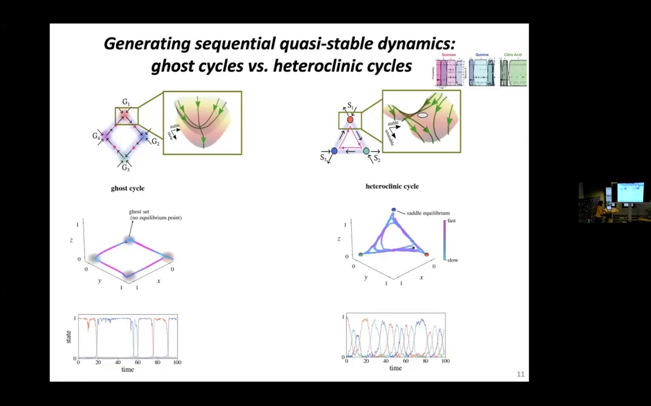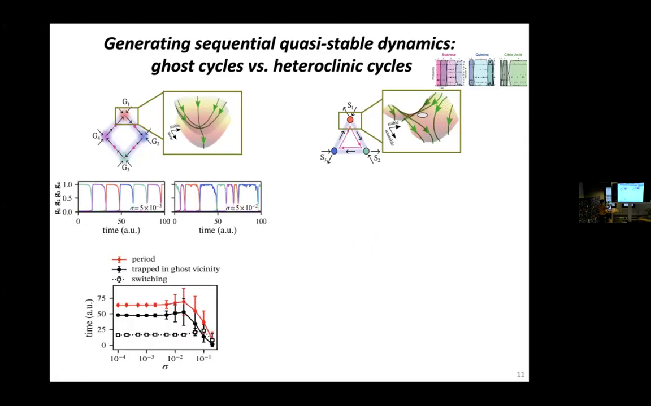the heteroclinic cycle. But also, if we quantify the period that the system has on the ghost cycle or the heteroclinic cycle, the trapping time in the vicinity of the ghost, and how long the system spends switching between different ghosts and different saddles. This is very similar to the dynamics on a single ghost. We see that the period that the system has in the ghost cycle stays constant, even when we increase the noise intensity to intermediate levels. The trapping in a ghost vicinity stays constant, and we still have a very good separation between how long the system is trapped on the ghost versus fast switching between the ghosts.